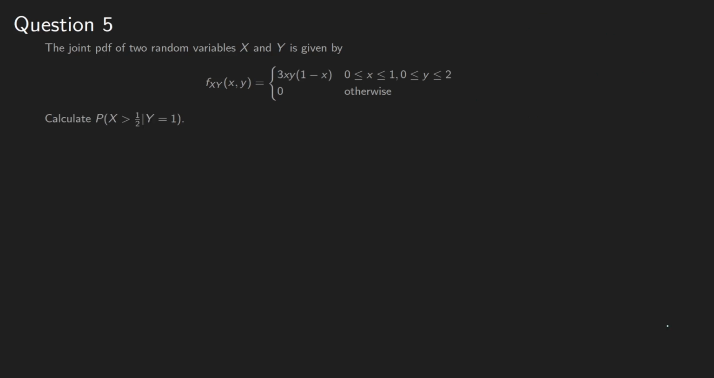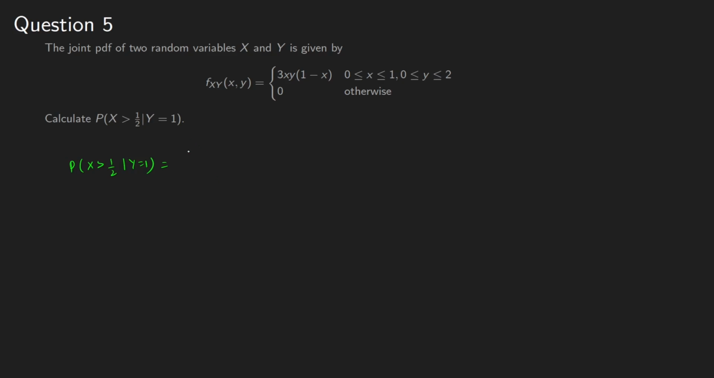In question number 5, we have been given the joint PDF of two random variables x and y. f_XY at x comma y is given as 3xy times (1 minus x), where x is between 0 and 1 and y is between 0 and 2. We have to find the conditional probability that x is greater than 1 by 2 given y has taken value 1. So as always, we will write the conditional probability as joint divided by marginal.